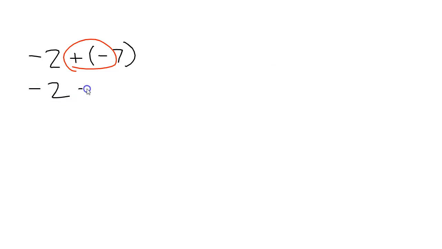So the rule is, in general, if you have a plus and a minus, and it doesn't matter what comes first, like negative 2 plus a minus 7, this all becomes one negative symbol. A plus minus is the same thing as doing negative 2 minus 7. If we have a minus minus, that's the same thing as plus. Again, the front number doesn't matter.